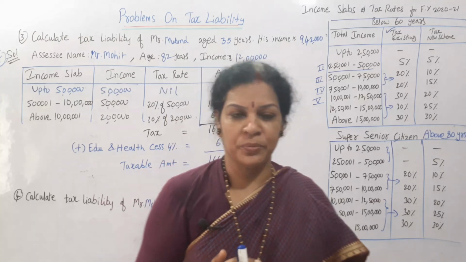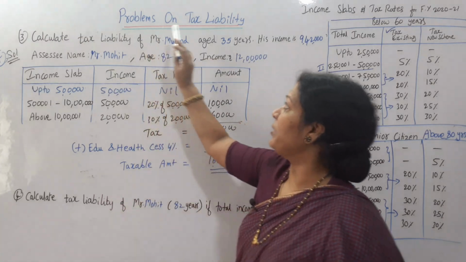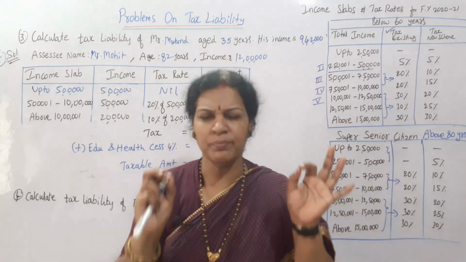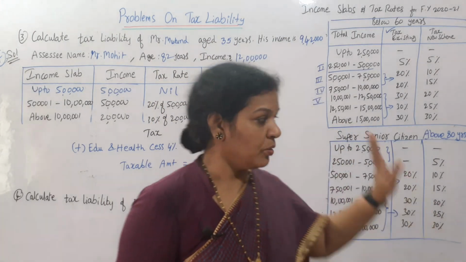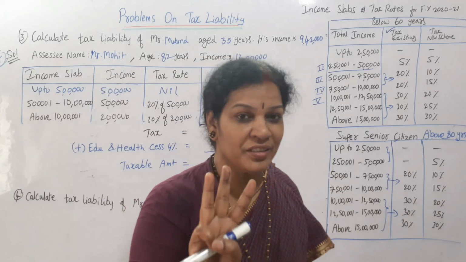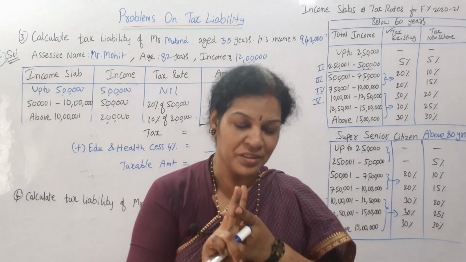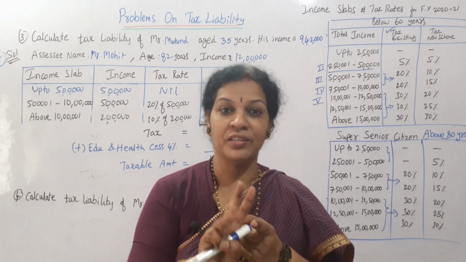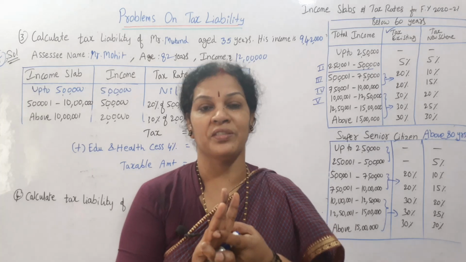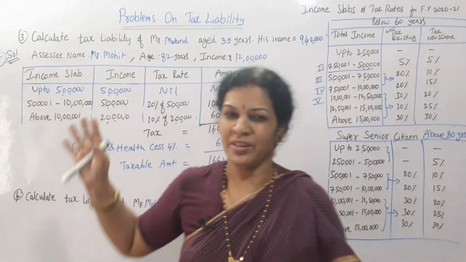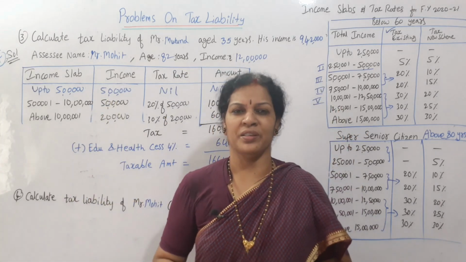Hope I am clear with this problem. Now we have completed problems on tax liability. Simple, nothing to worry. Only thing is you have to remember three tables. One is below 60 years, then 60 to 80, that is senior citizens, and above 80, super senior citizens. Three tables if you remember, the calculation is simple, nothing to worry.